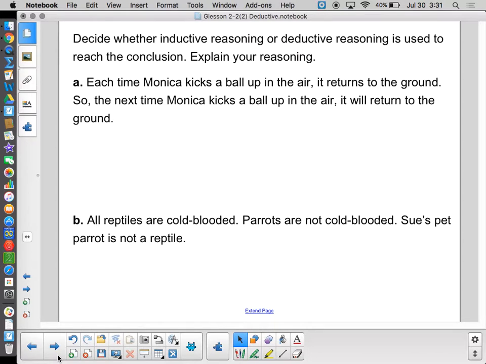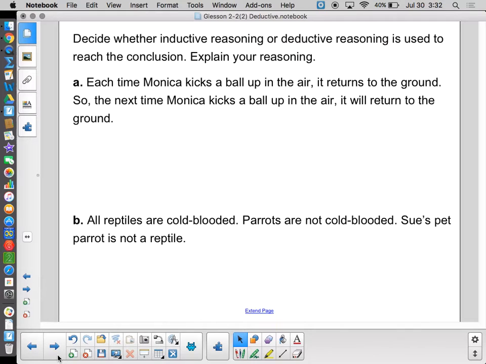Each time Monica kicks a ball up in the air, it returns to the ground. So, next time Monica kicks a ball up in the air, it will return to the ground. It's a valid conclusion, or so it appears to be. I mean, it could get stuck in a tree or something like that, I suppose. But what is she basing her conclusion on? What is Monica basing this conclusion on?